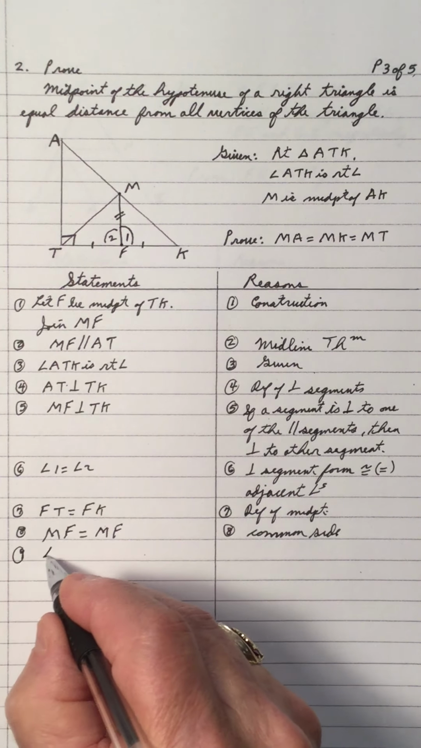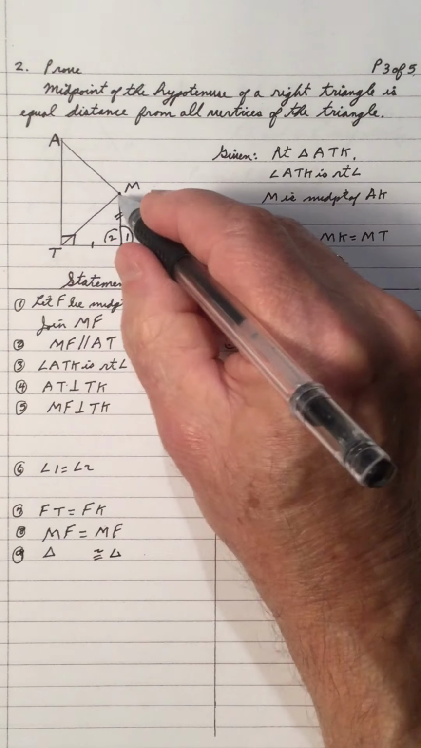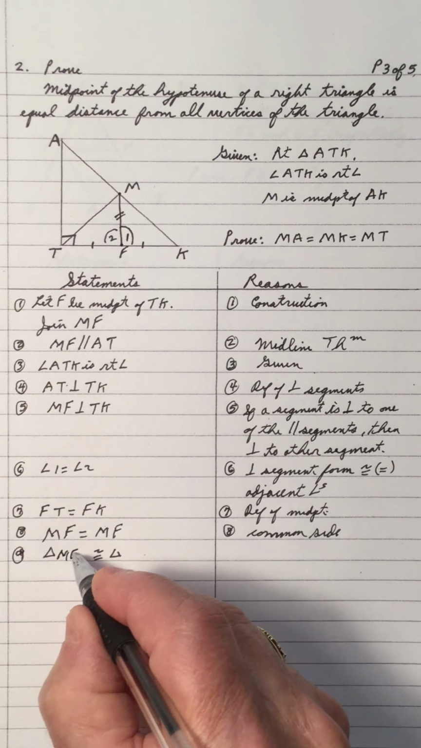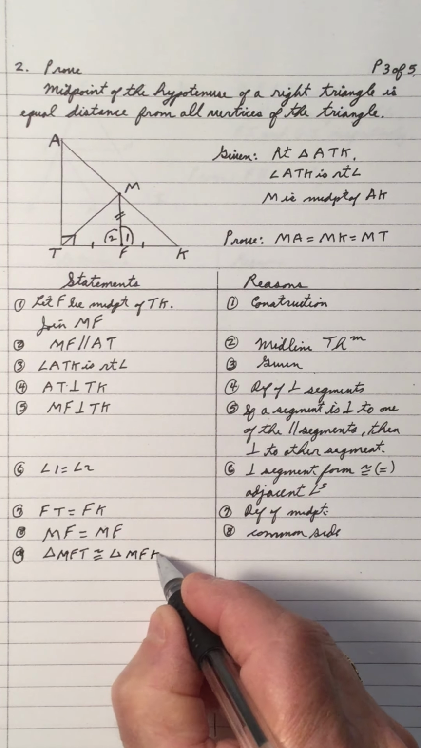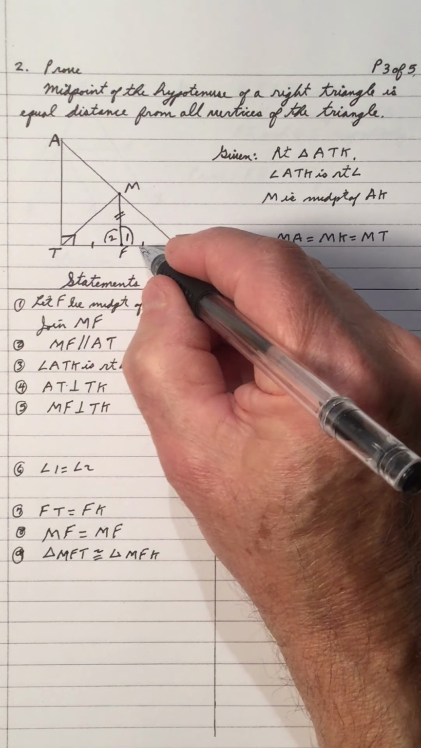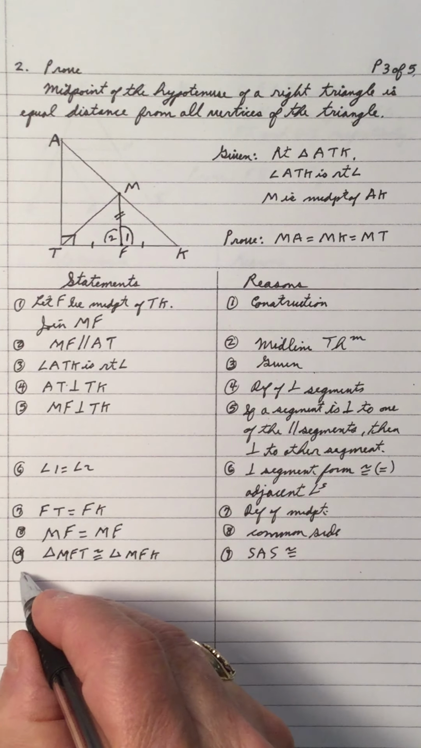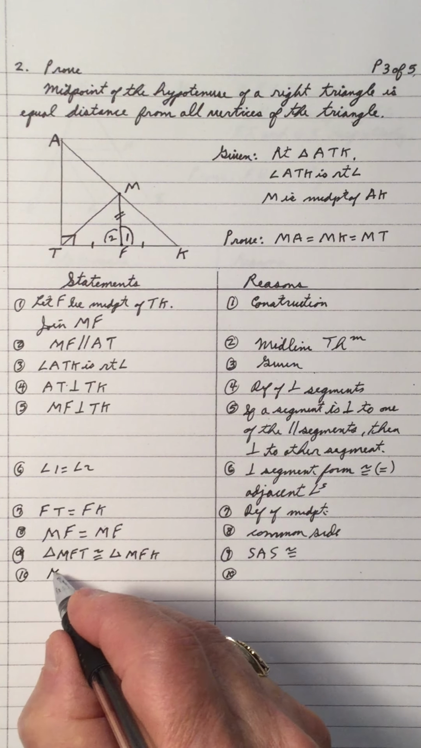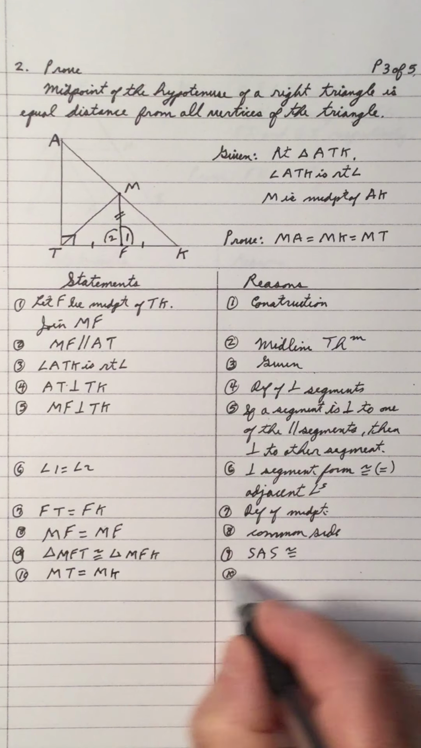As a result, I have the triangles, number 9, congruent. So the triangles are MFT and MFK. MFT and MFK, and they're congruent by side, angle, side. Side, angle, side congruency. And hence I have MT equals MK.